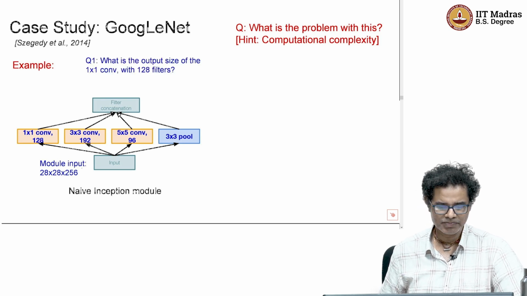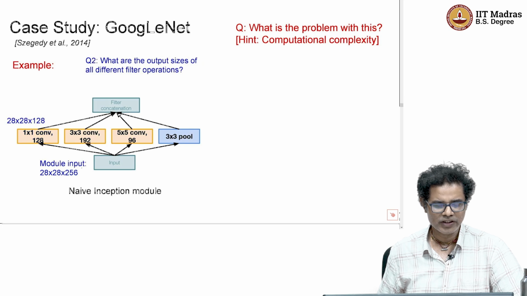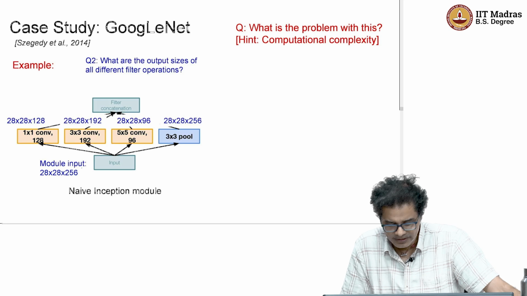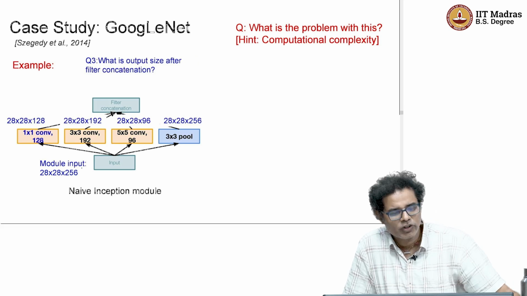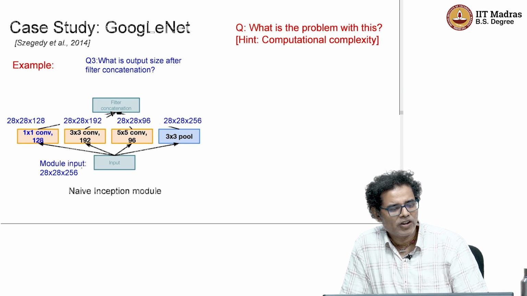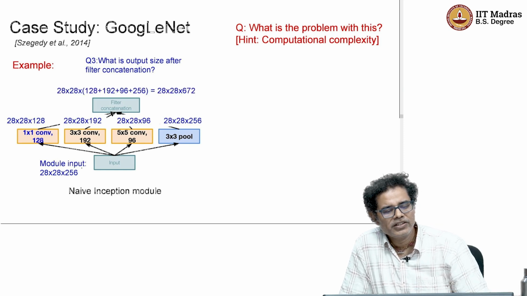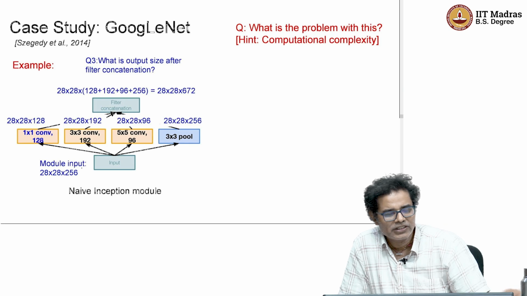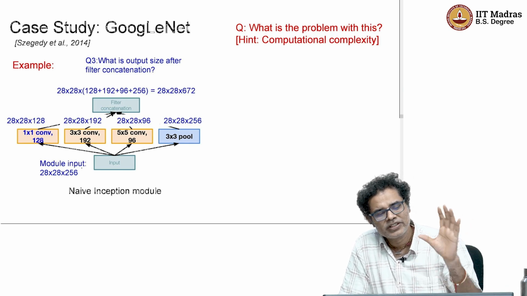So like this we can compute. What is the output size of 1 cross 1 convolution with 128 filters? It is this. For all the others, we can find out the output sizes. And now we want to find out, after filter concatenation, what will be the output size? So I am concatenating all of these: 128 channels plus 192 plus 96 plus 256. So the 28 cross 28 is the spatial size, but 672 is the number of channels this will have.